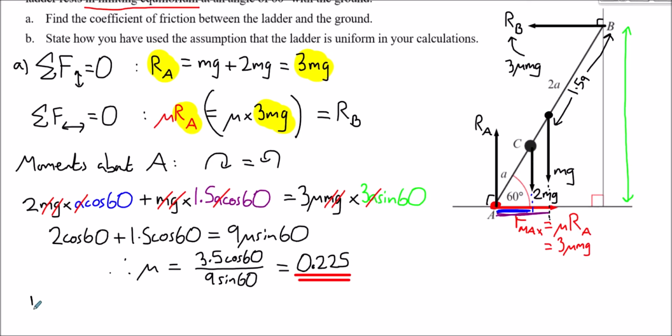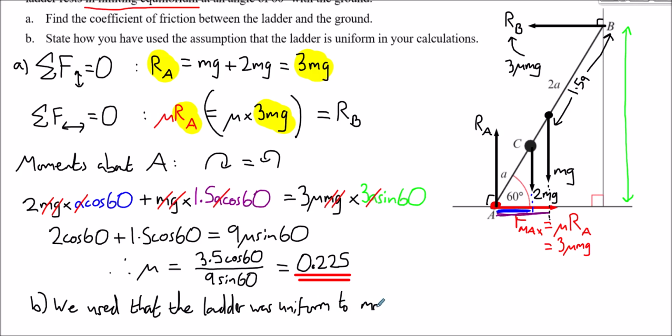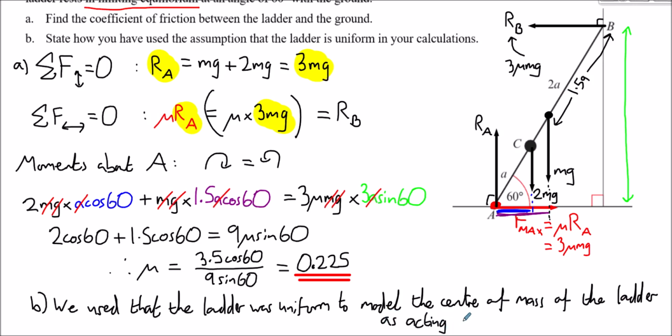So for B, we used that the ladder was uniform to model, I apologise for my awful handwriting, the centre of mass of the ladder as acting at its midpoint, or words to that effect. That will score you the mark.